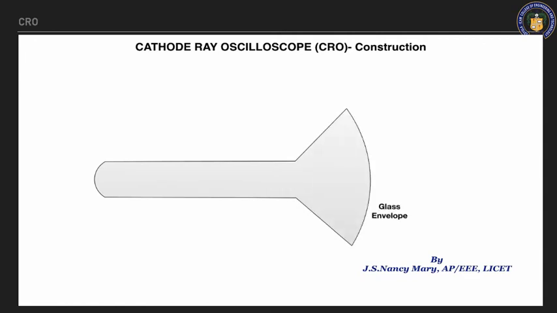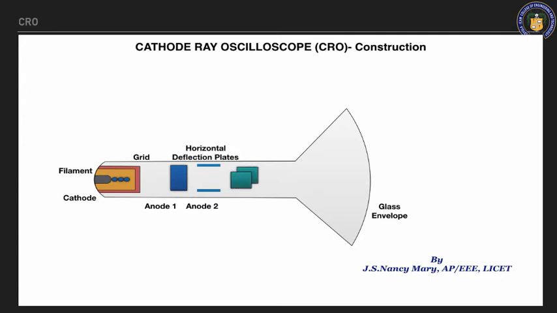You will have a glass tube, and then you will have a filament. After the filament, you will have a cathode which is going to generate the electrons. Then the control grid to control the electrons, and you have two anodes here. One anode is to focus the electrons in the correct path. The other anode is to accelerate them. Now you have a deflection plate. One is the horizontal deflection plate to show you the correct time period. The other one is the vertical deflection plates to show you the amplitude.